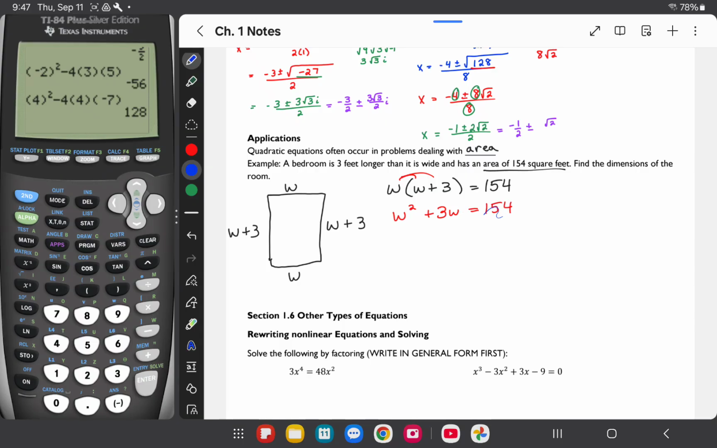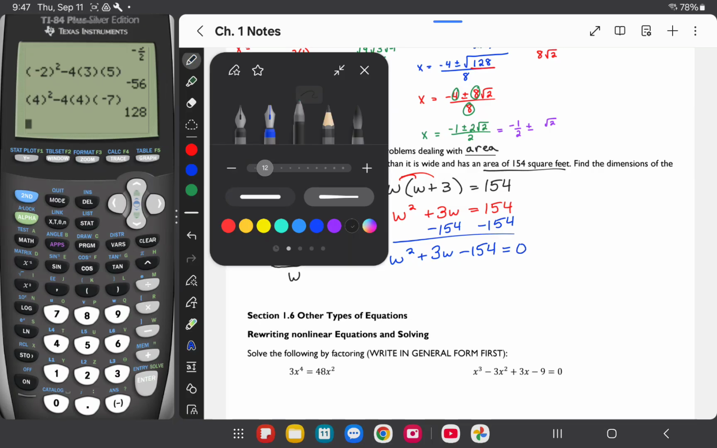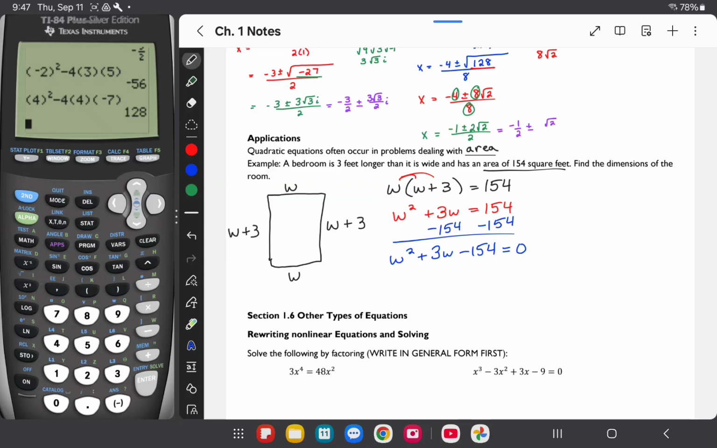Then in order to get this into its standard form, assuming that that's what I will need to solve it, I'll subtract 154 on both sides to find out that w squared plus 3w minus 154 is going to be equal to 0. Now, in order to solve this, I've got different methods that I can use. And remember, the order that we've seen them in is typically the order that we try to solve them in. We will first try to factor.